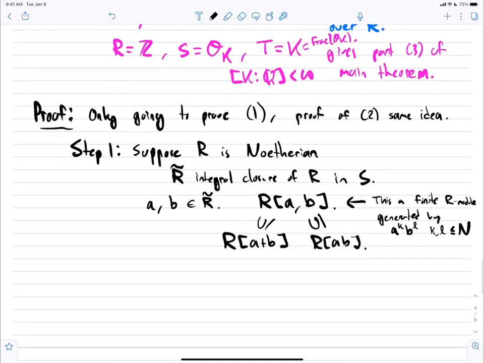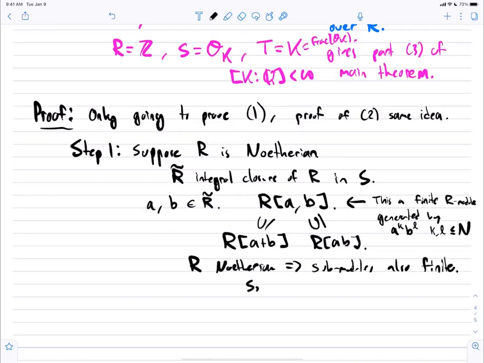Okay, but this is a finite R-module, and R is a Noetherian ring, so any submodule is also finite. So it implies submodules are also finite. So the lemma gives that A plus B and A times B are integral. Okay, so that's the proof when R is Noetherian.